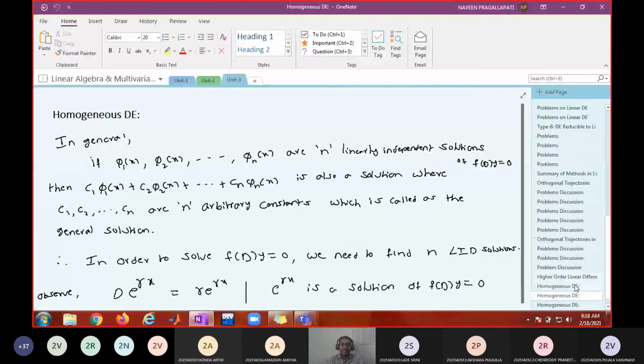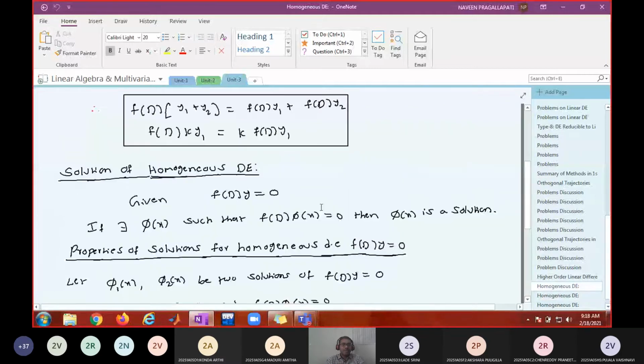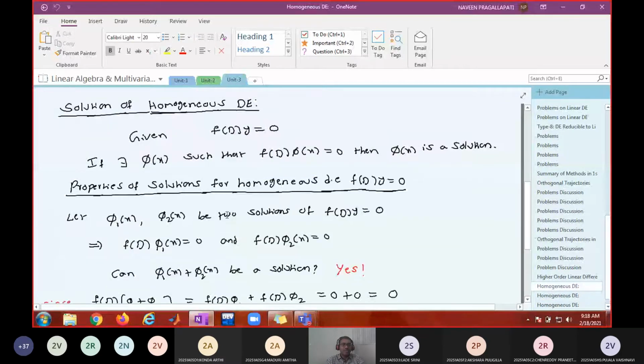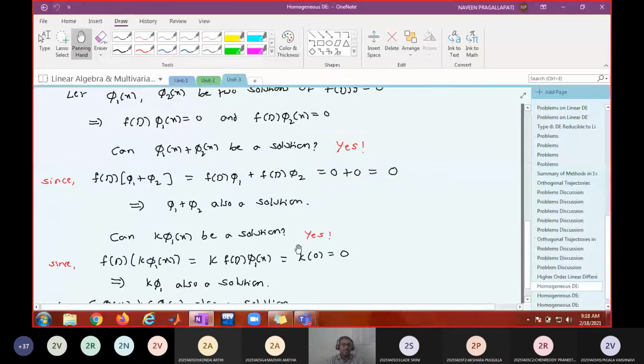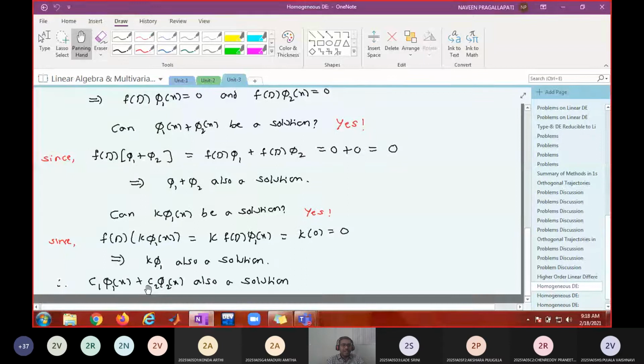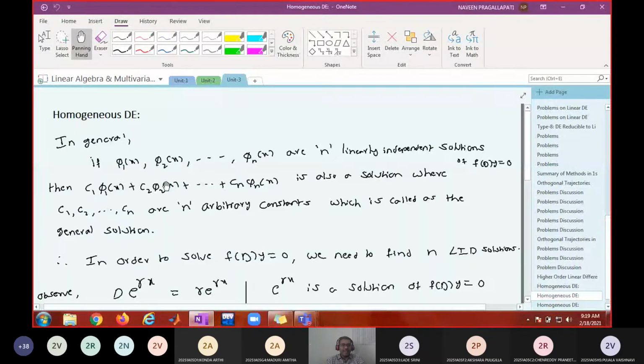Okay, so the sum of two solutions is a solution. If you have two solutions, their sum is a solution. Any multiple of the solution is also a solution. So in general, a linear combination of any two solutions is a solution, and if you have n such solutions, a linear combination of all those n solutions is also a solution.